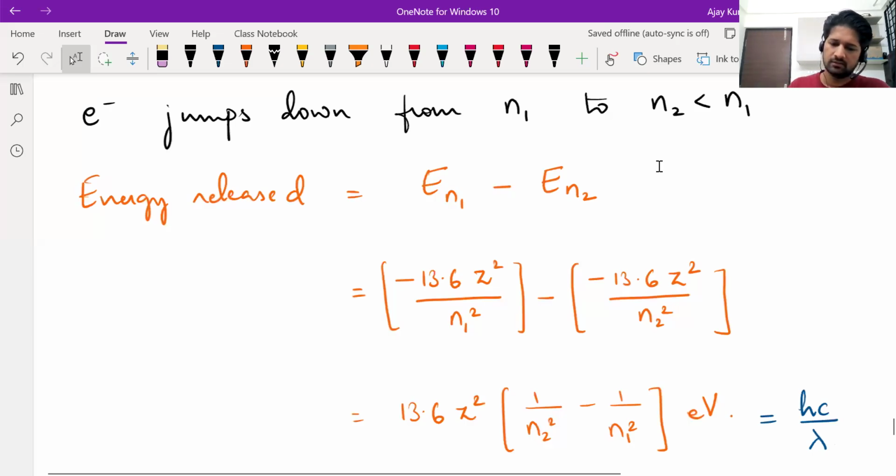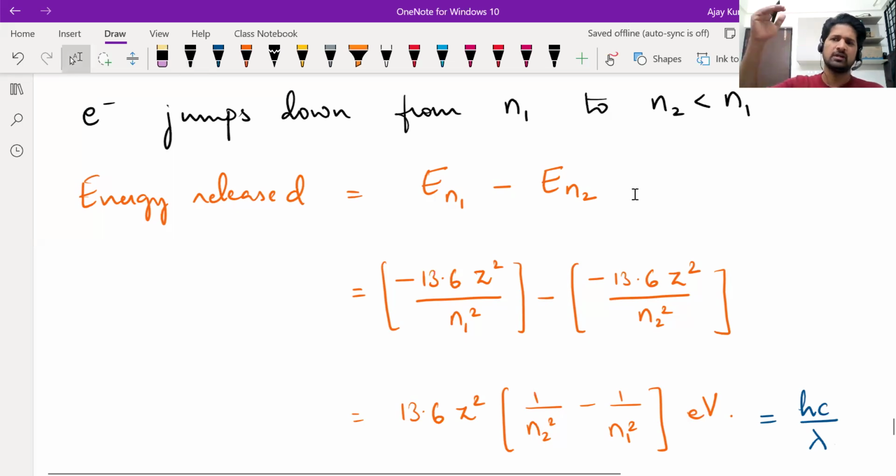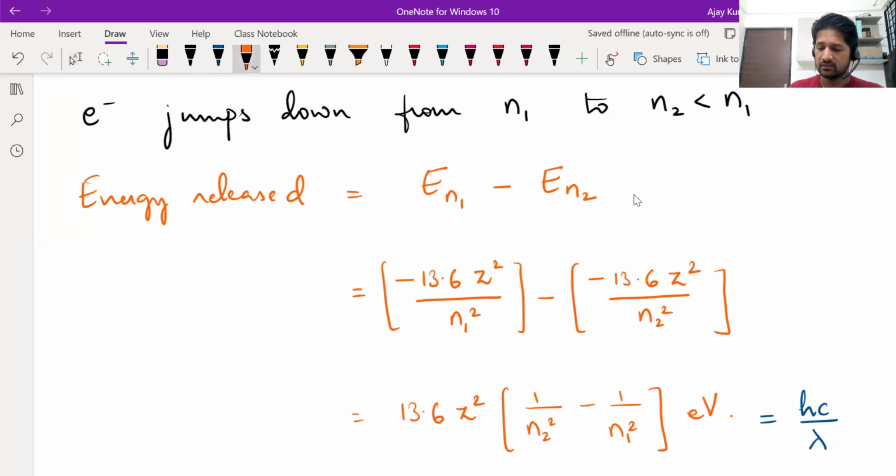Right. So when an electron jumps down from the n1th orbit to the n2th orbit, where n2 is less than n1, it releases energy. Higher the orbit or greater the orbit number, greater the energy of the electron; lesser the orbit number, lesser the energy of the electron. So when it jumps from a higher orbit to a lower orbit, it releases energy. And how much energy does it release? Energy in the first orbit where it was, minus energy in the final orbit where it lands.